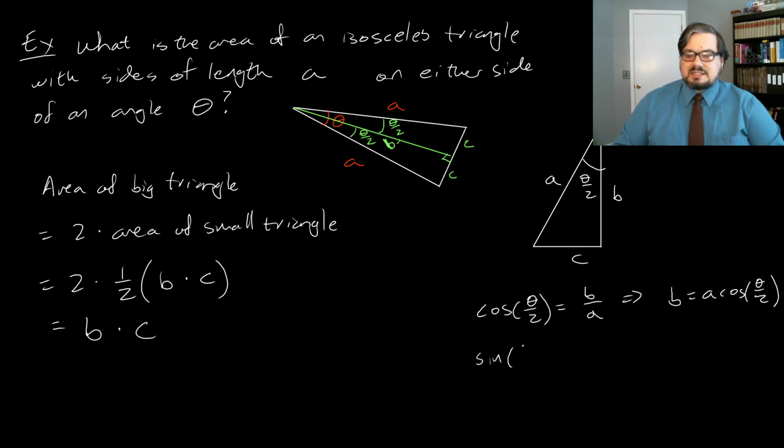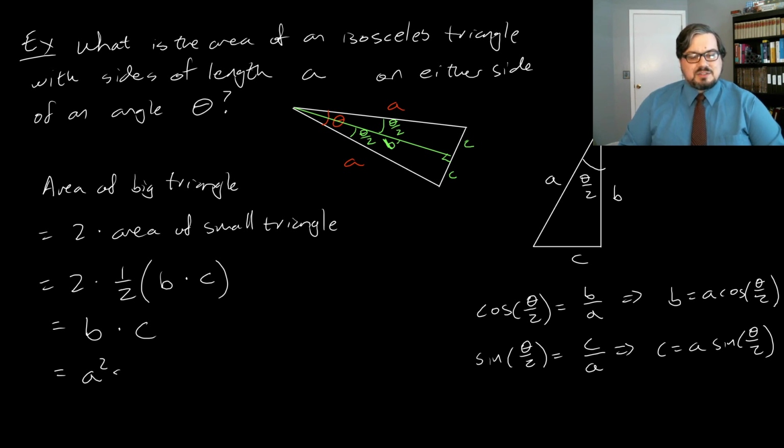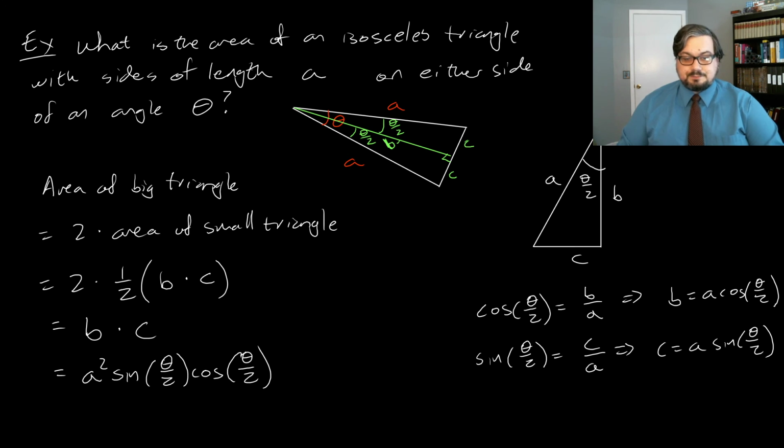And then we also have that sine of theta over 2 is equal to C over A, which means that C is equal to A times sine of theta over 2, which means that B times C is equal to A cosine theta over 2 times A sine theta over 2. All right, that is A squared times sine theta over 2 times cosine theta over 2. So that gives us an expression.